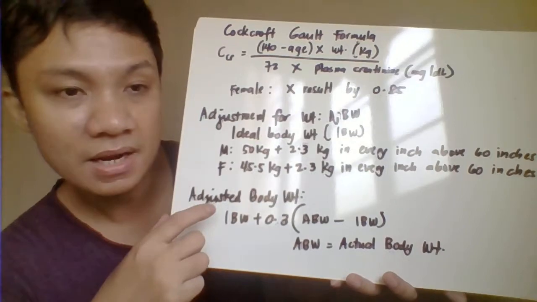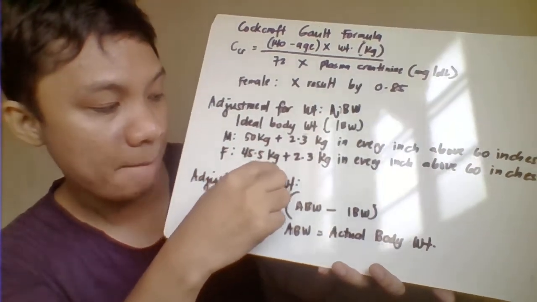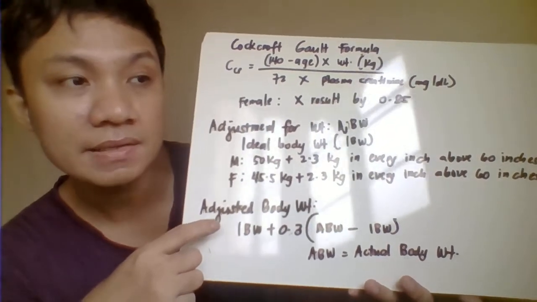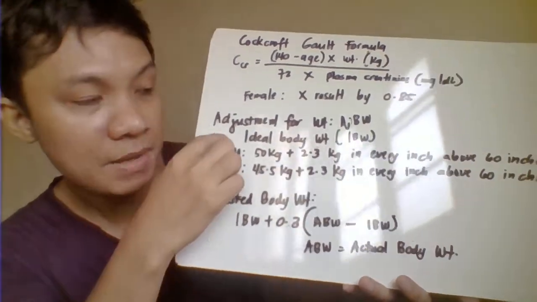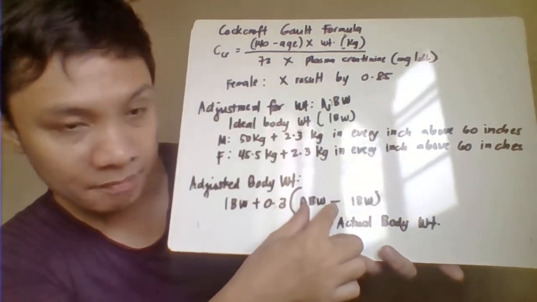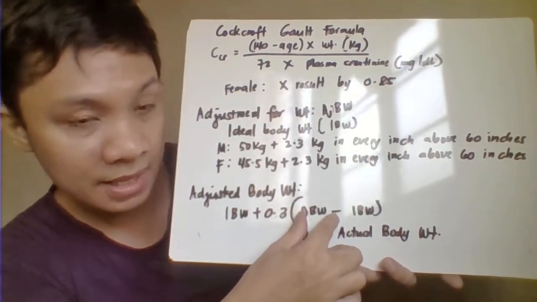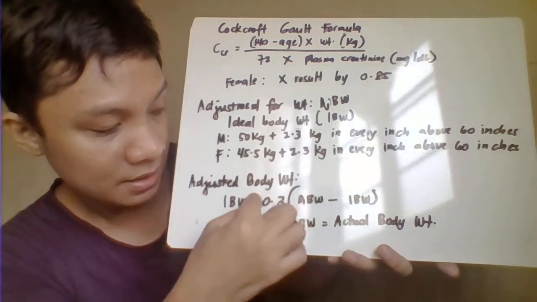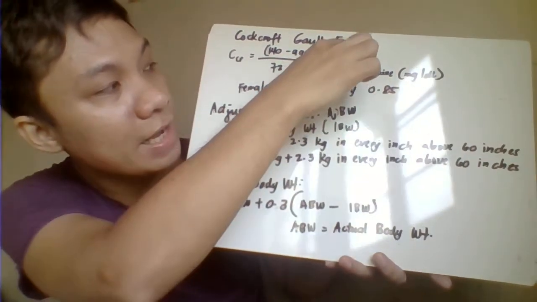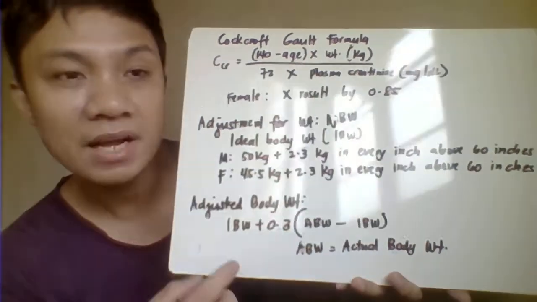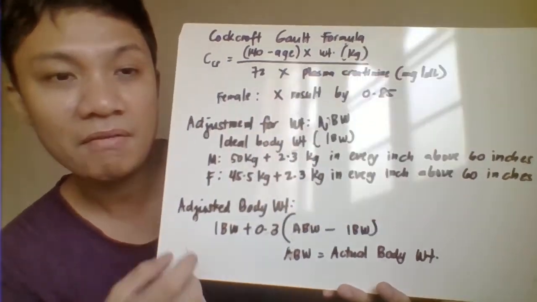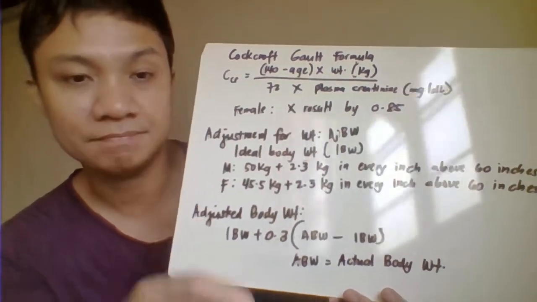For the female, on the other hand, it is 45.5 kilogram plus 2.3 kilogram for every inch higher than 60 inches. That becomes your ideal body weight. So, lalagay mo siya dito. Then, ititimbang mo ang patient. That becomes the actual body weight. Then, ulit, kung anong result dito, ilalagay mo dito. That becomes, ilalagay mo na siya dito, as a correction for your adjusted body weight because again, for those mga matatabang patient.